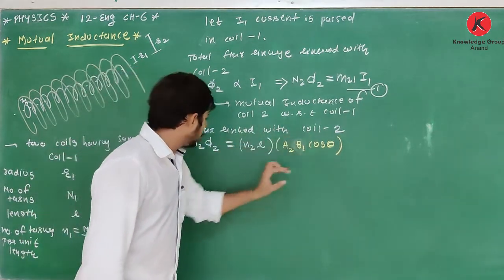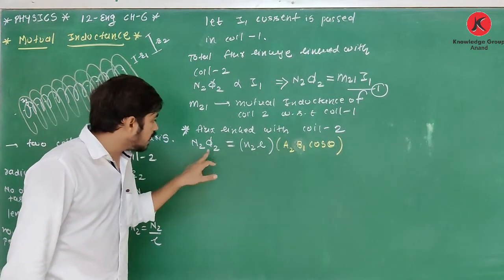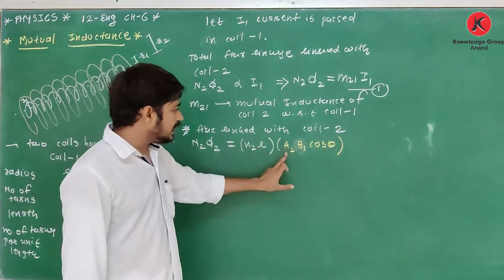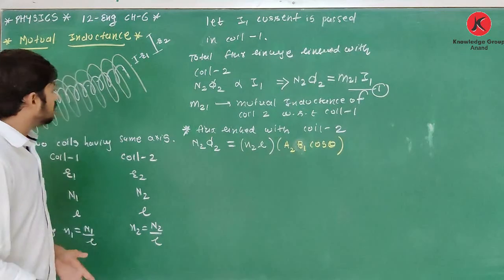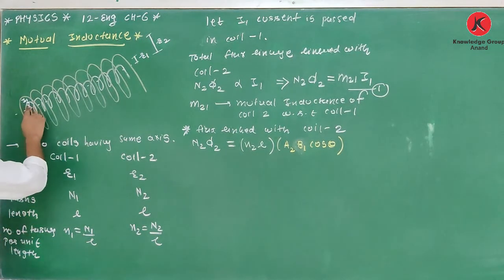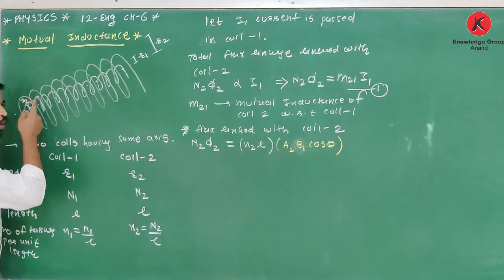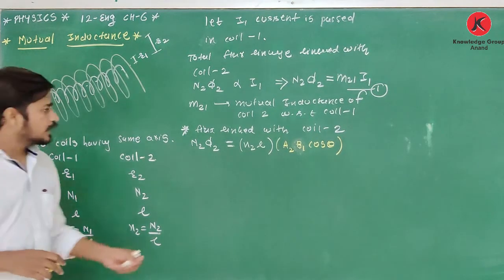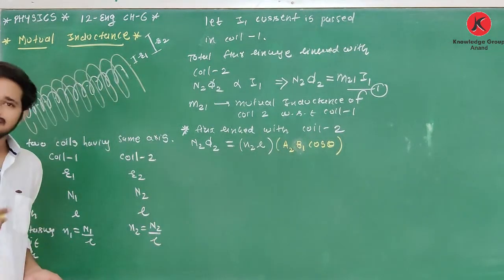Flux linked with coil 2, that is N2 phi 2. Total number of turns in coil 2 is N2. Phi 2, flux linked with coil 2, its equation is A B cos theta. Why A2? Flux linked with coil 2 you have to find. And B1, because current is passed from coil 1 and magnetic field is produced due to coil 1. Clear? So now, what is A2, what is B1, and what is cos theta, that we have to find.